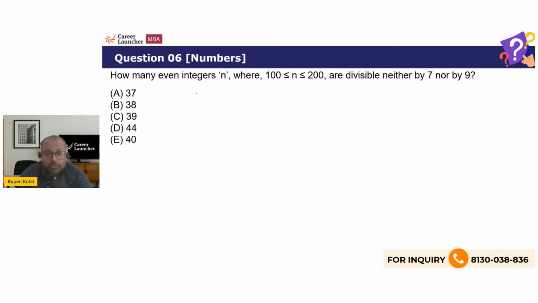So 100, 102, up to 196, 198, 200. So this list has how many numbers? This is 50 into 2. This is 100 into 2. So this is 51 numbers. I have 51 even numbers in this range.